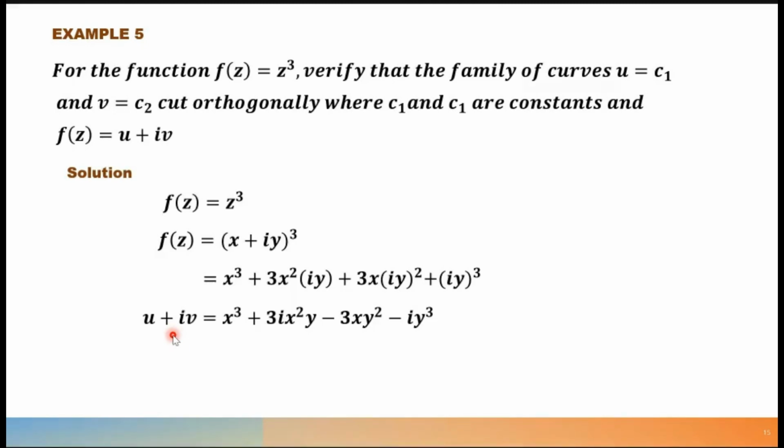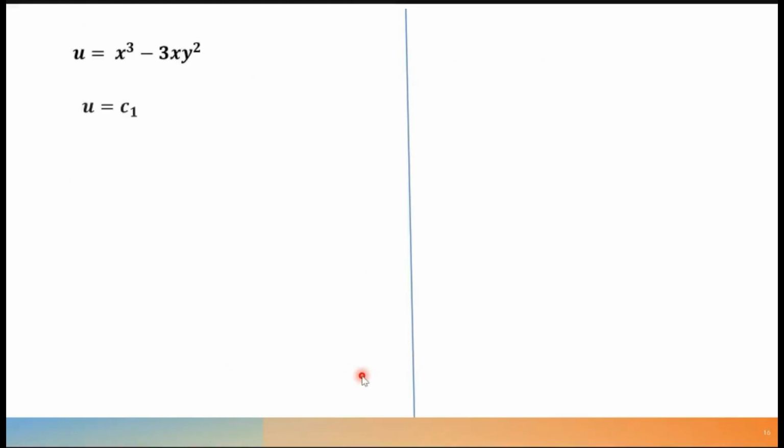Now equate real and imaginary part. U is equal to the real part and v is equal to the imaginary part. So equating real and imaginary part. तो u हो जाएगा x cube minus 3xy square and v हो जाएगा 3x square y minus y cube. We've collected the real and imaginary parts. So u equal to x cube minus 3xy square plus I into v will be equal to 3x square. I have written that. Okay.